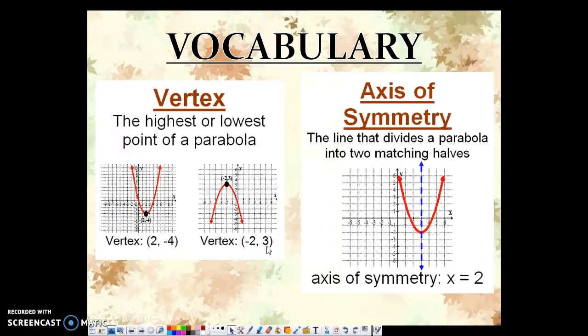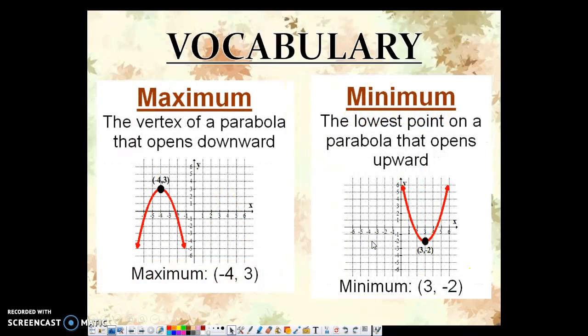Axis of symmetry is that line that goes straight through the center. It splits the parabola into two equal parts. Remember here, it is supposed to say x equals 3, not 2. It's in the wrong spot. It's supposed to be x equals 3. A maximum is when it has a highest point, like a mountain has a highest point. So this is the maximum. The minimum is like a hole in the ground. It has a lowest point. So that's a minimum.